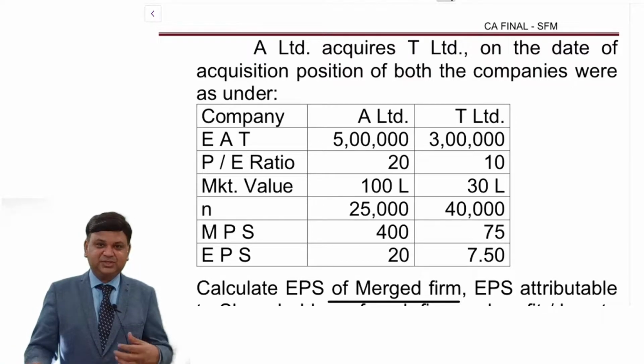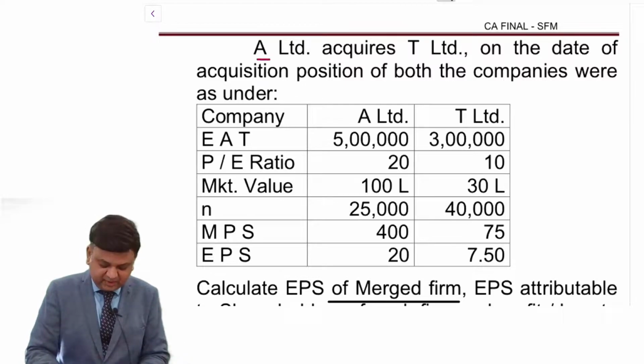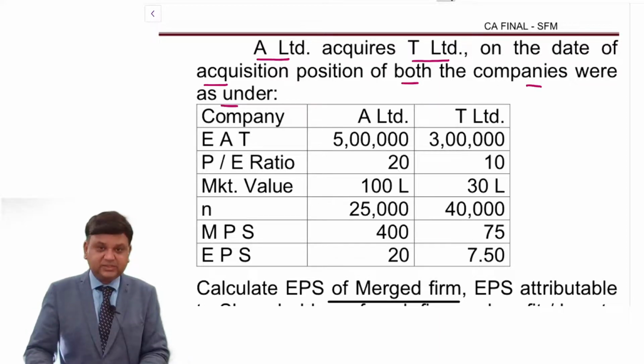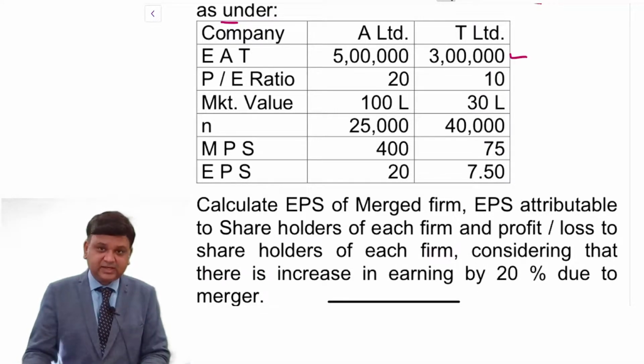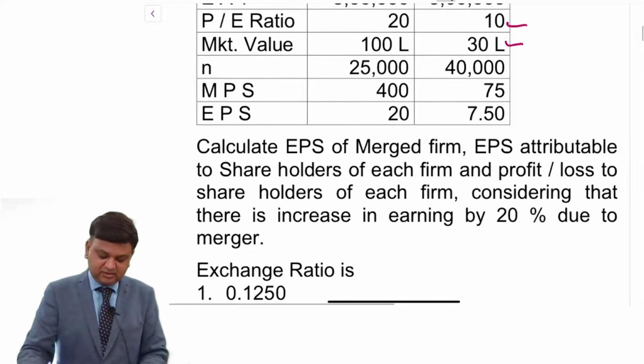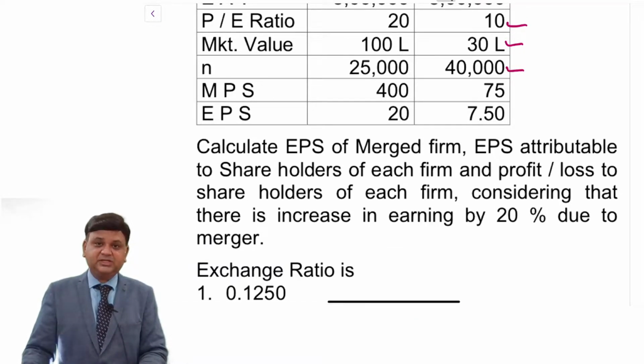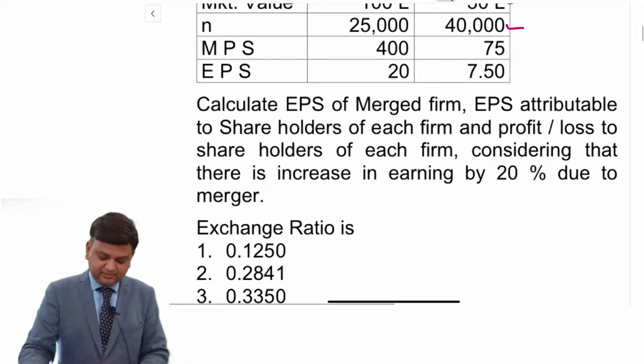Let us see the next question. A Limited acquires T Limited. On the date of acquisition, the position of both the companies was as under. Acquiring company and target company: earning is 5 lakhs and 3 lakhs. Price earning ratio is 20 and 10. Market value is 100 lakhs and 30 lakhs. Number of equity shares are 25,000 and 40,000. MPS is there and EPS is there.